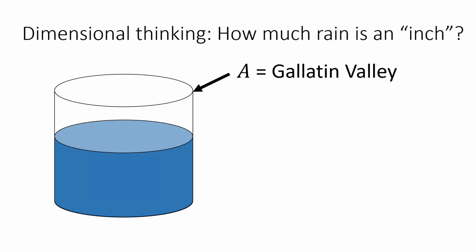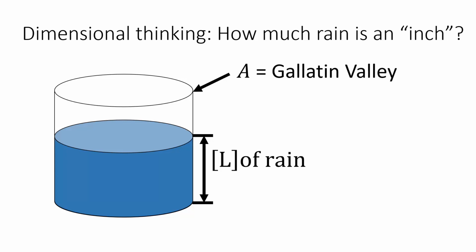Okay, so let's think about, instead of our area of our bucket being just a bucket, let's think of it as all of the Gallatin Valley. And as you probably are imagining in your head, that inch of rain is tied to the depth of water in that bucket, or the depth of water over all of the Gallatin Valley that represents a particular rain event.